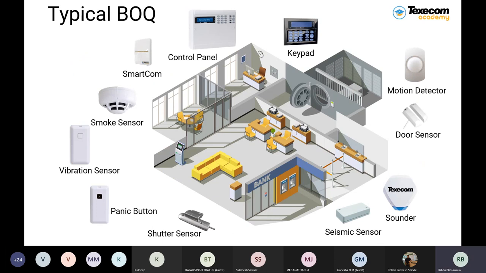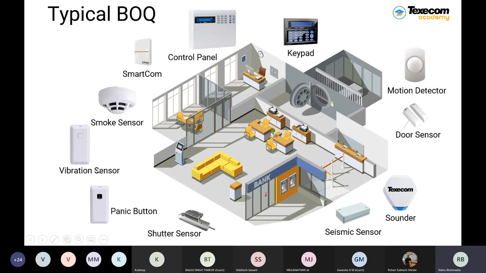And this is the typical BOQ. In the typical BOQ, more or less in all the banks, this is what they generally require. One by one, I'll explain it to you. This is the control panel, which is the brain of the system. Along with this, number one is sensors. Number one sensor is smoke sensors. You can provide smoke or heat detectors along with this control panel in the server room area.